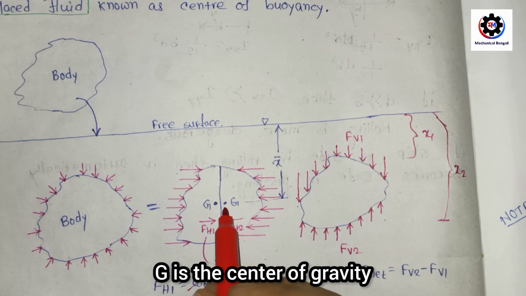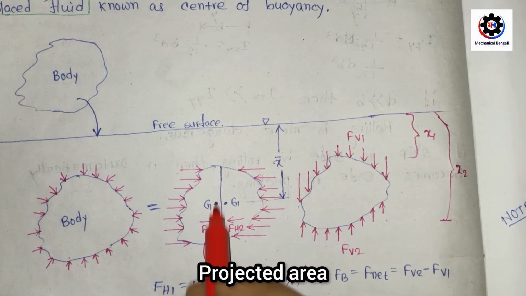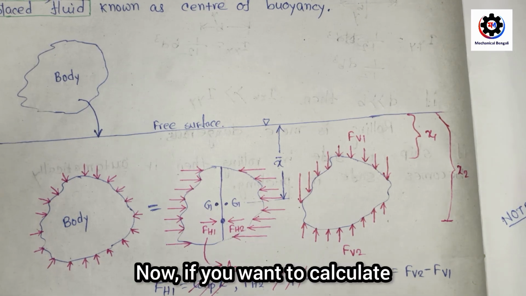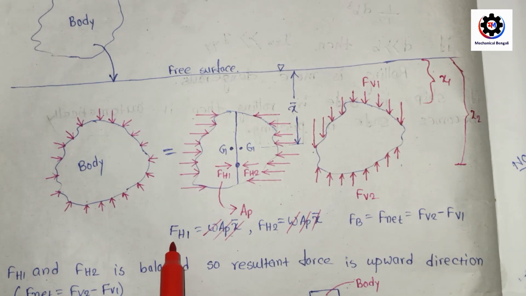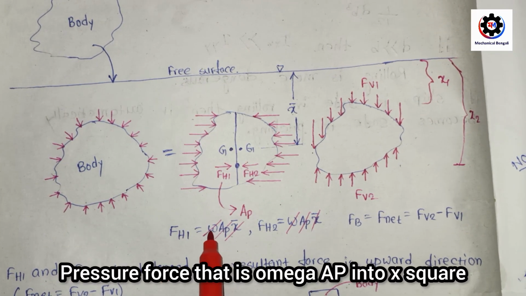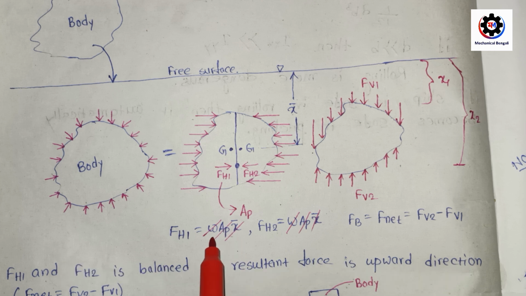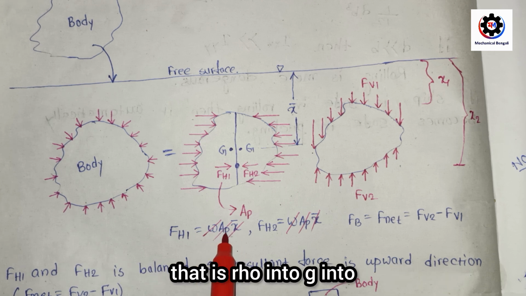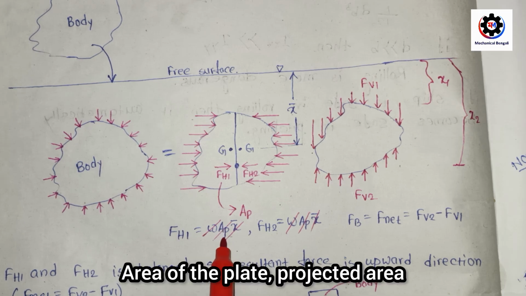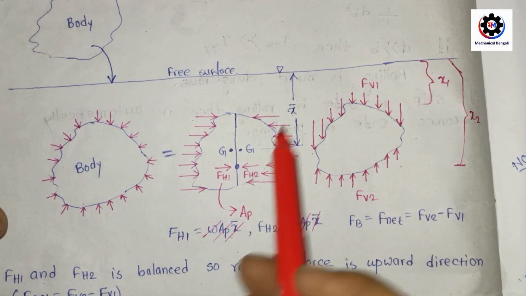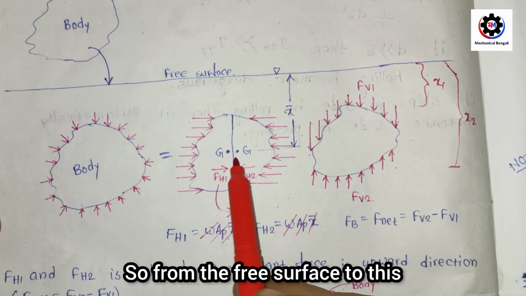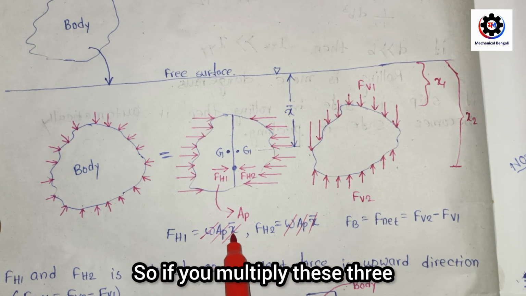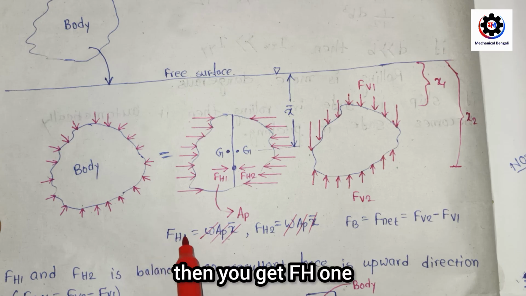G is the center of gravity. Now Ap is the projected area. So what is Ap? Consider this is the projected area. Now if you want to calculate the horizontal pressure force, that is omega Ap x bar. We know that omega, the specific weight, is rho into g, into the projected area of the plate, into x bar. What is x bar? From the free surface to this centroid is known as x bar. If you multiply these three properties, then you get Fh1.